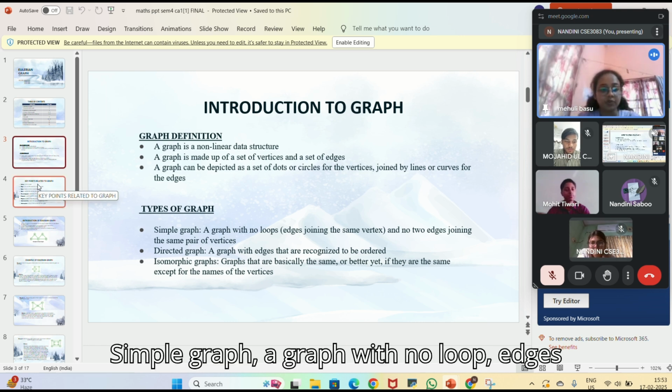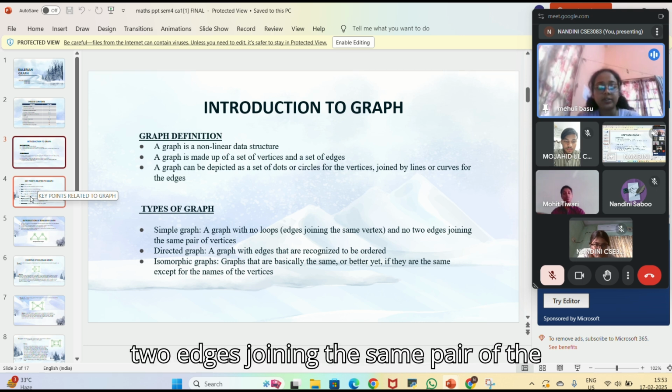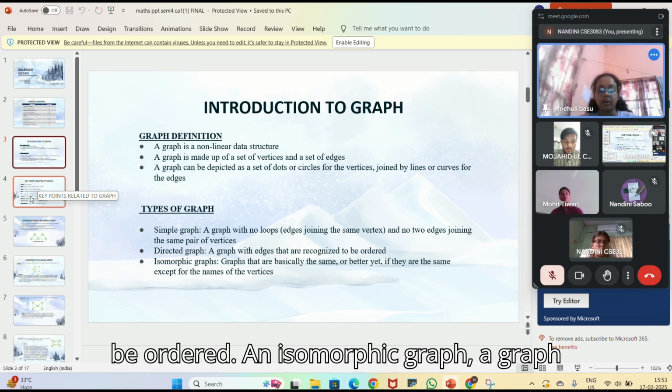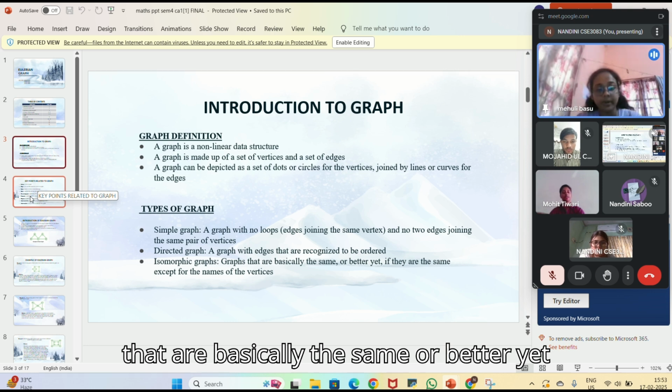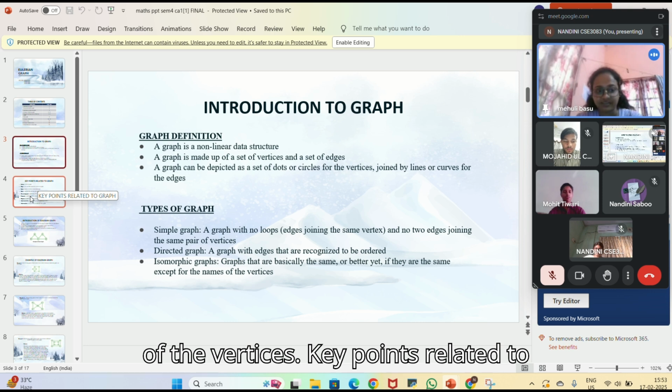Simple graph: a graph with no loops, that is, edges joining the same vertex, and no two edges joining the same pair of vertices. Directed graph: a graph with edges that are ordered. Isomorphic graph: graphs that are basically the same, or better yet, the same except for the name of the vertices.